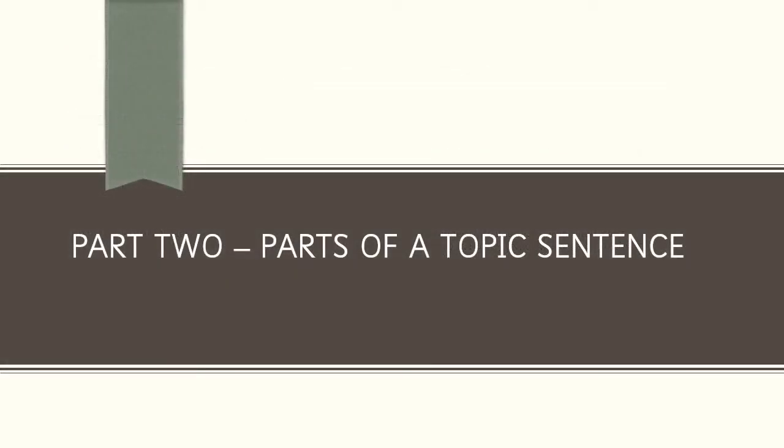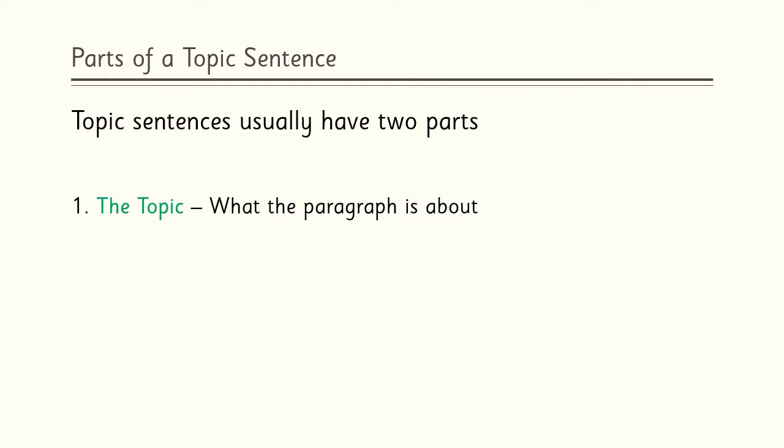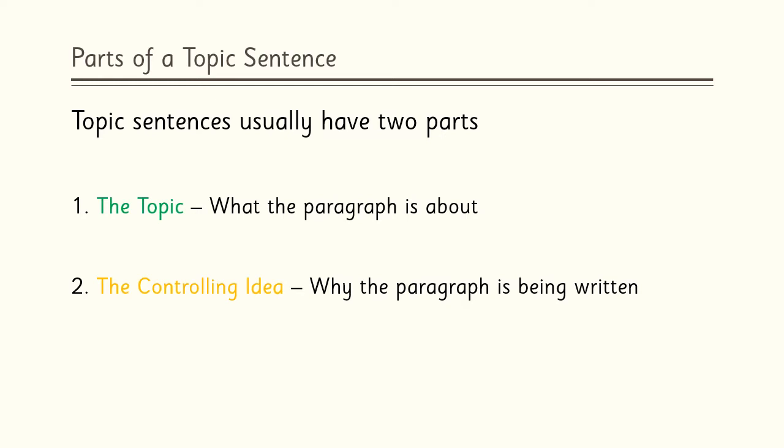Okay, so part 2, we're going to look at the different parts of a topic sentence. So what are the different parts of a topic sentence? Well, firstly, there are normally only two. You've got the topic, which is what the paragraph is actually going to be about, and what's called the controlling idea, which is why the paragraph is being written, or what message the author is trying to send.